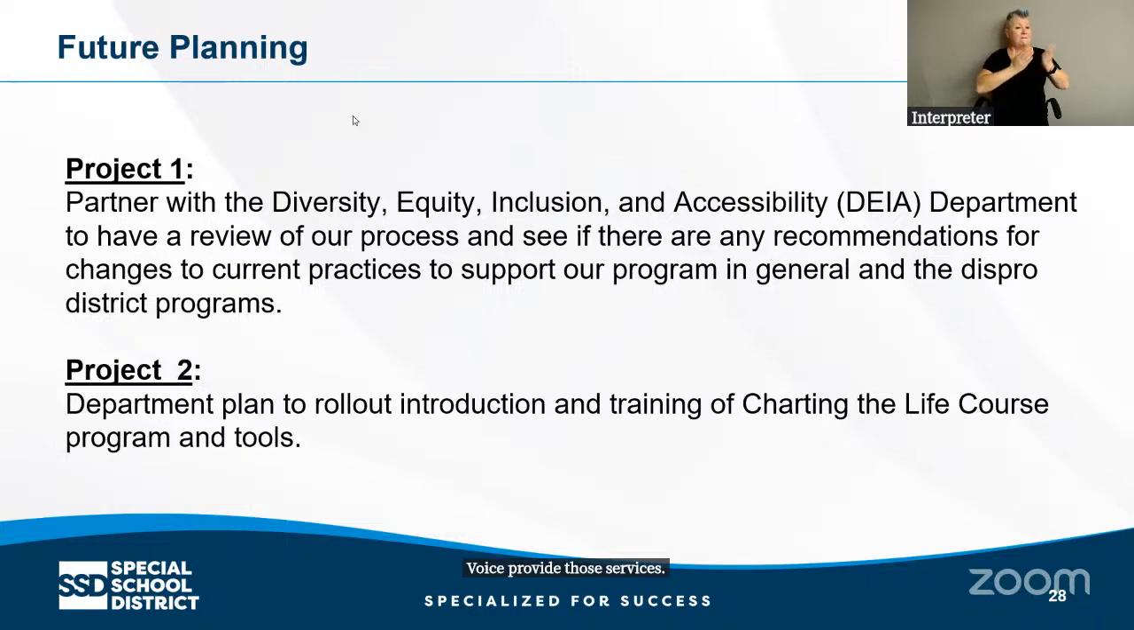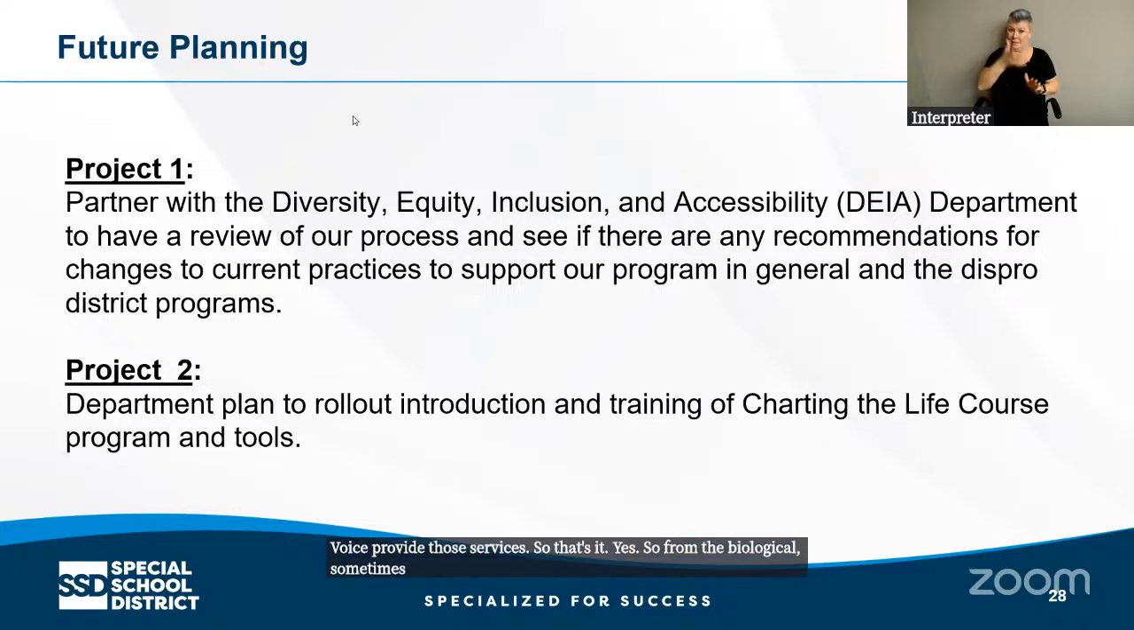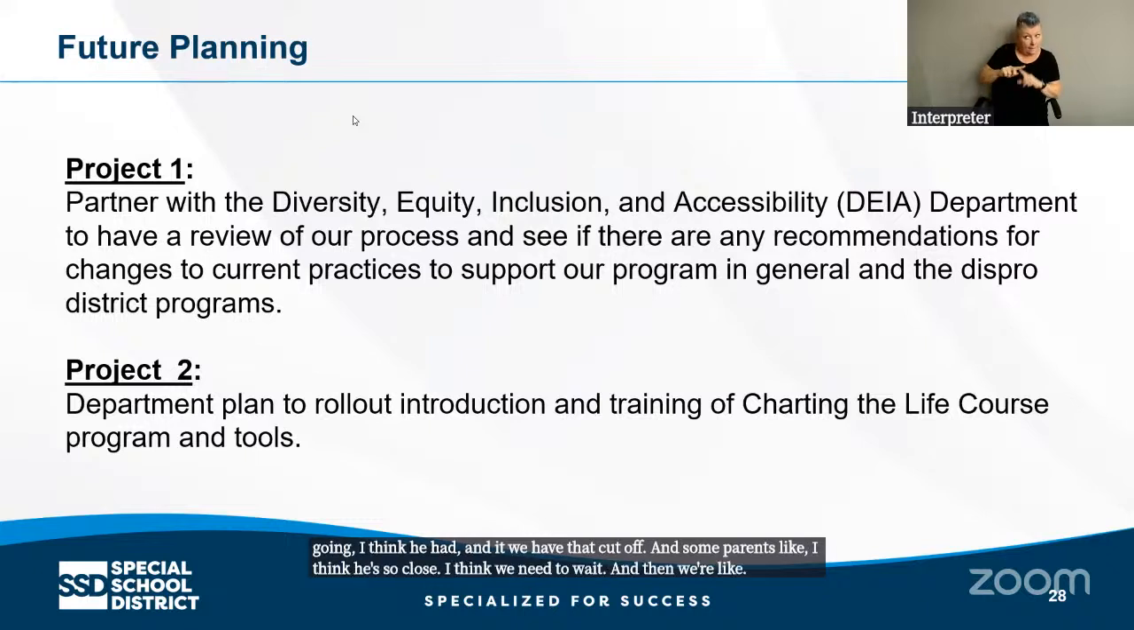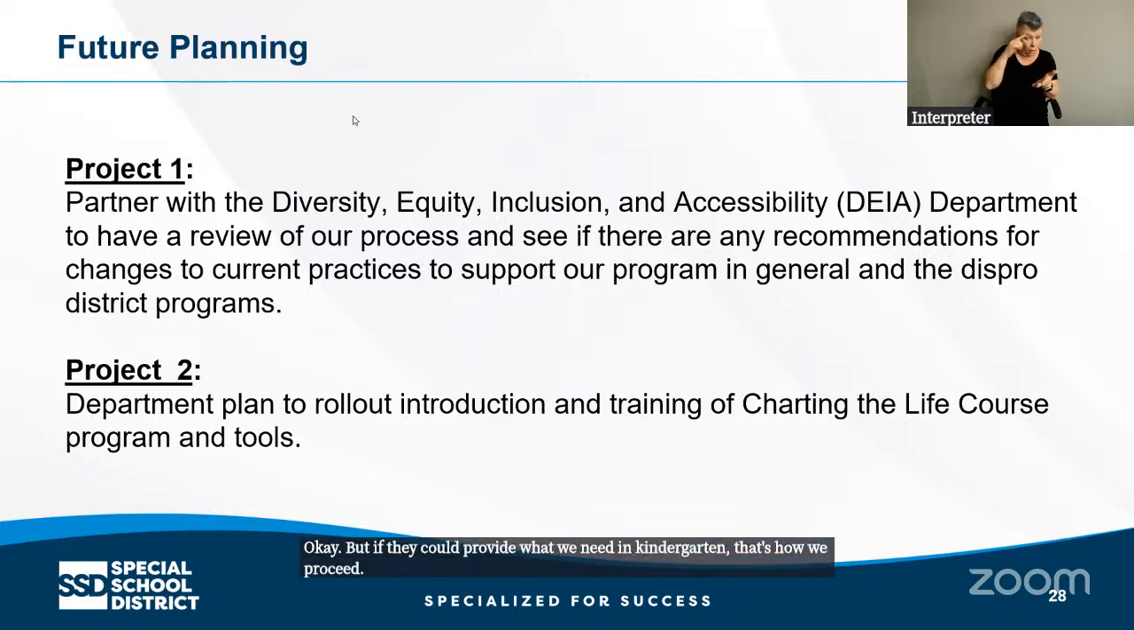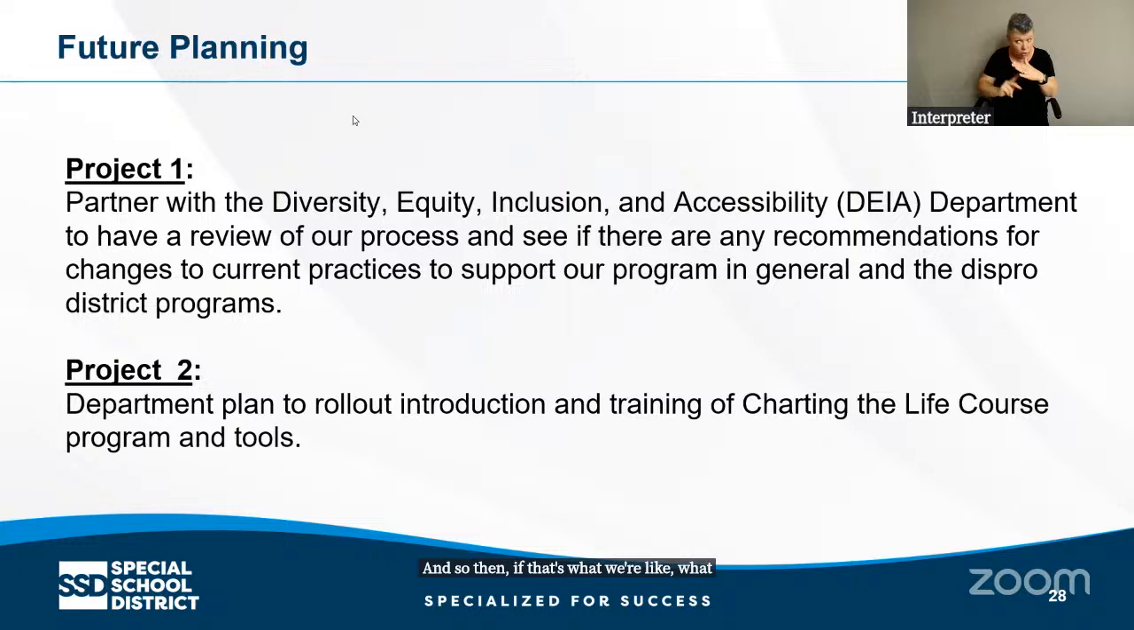Sometimes it's the parent saying, I think he's so close to the cutoff, I think we need to wait. And then we say, okay, but if we could provide what he needs in kindergarten, that's how we will proceed. And at that point, we ask what supports we can help provide over the summer to help prepare him, or what he might need to feel confident, or she.